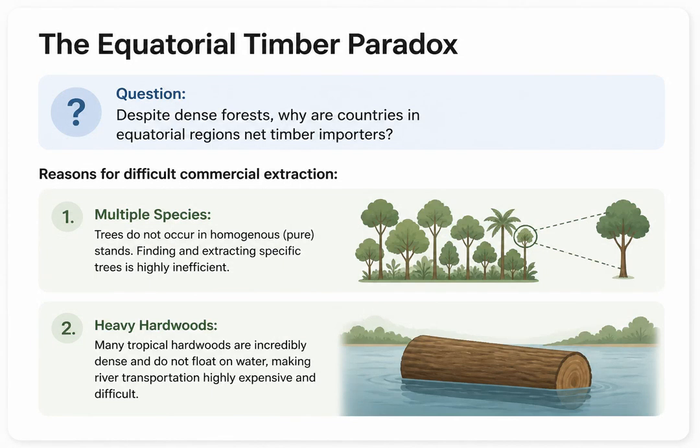Now, here is an interesting paradox. Despite having the densest forests on Earth, many equatorial countries actually import timber. Why? Because commercial extraction is a logistical nightmare. In temperate forests, you might find an entire mountainside of just pine trees, a pure stand. But in the rainforest, biodiversity is so high that you might only find one mahogany tree per acre. It's incredibly inefficient to harvest.